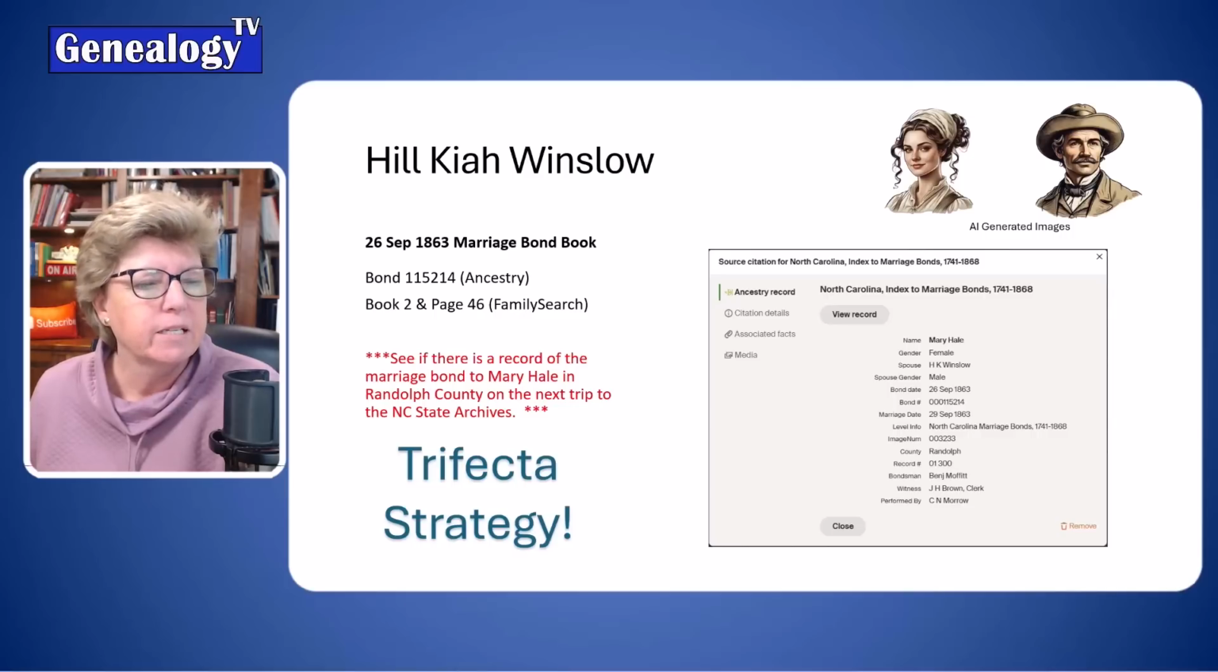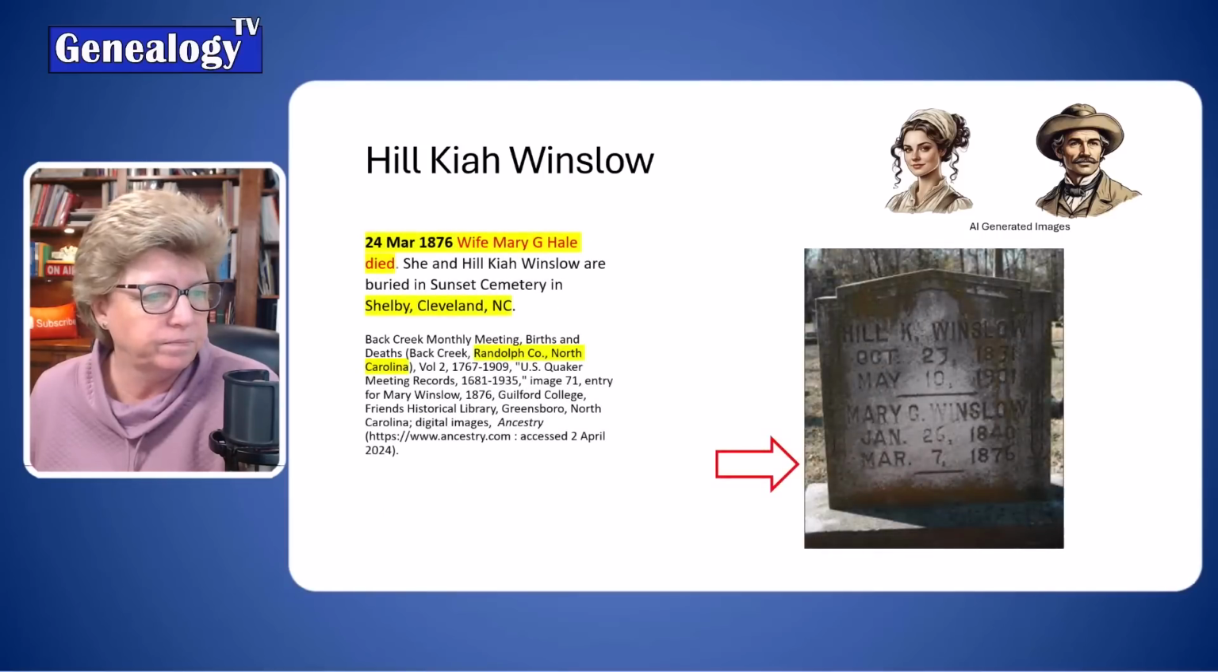Okay, so we have Mary Hale marrying Hill Kiah Winslow. And then in 1876, she dies in Cleveland County. But wait, my guy was in Randolph County. What happened? So I'm starting to get lost.